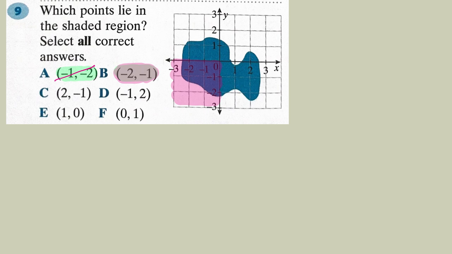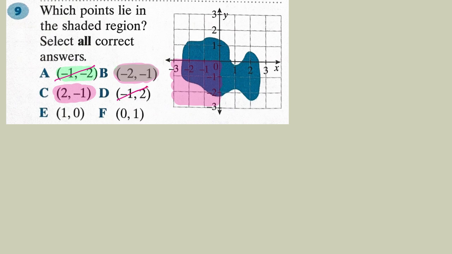What about the C? We've got 2 and minus 1. 2 means we're going to the right, and then we must go down by 1, and that one is in the blue, so we can also circle it. Go to D. Minus 1, we're going to the left, and we're going to go up by 2, and that's not in the shaded area, so that is not correct. I'm going to cross it out.